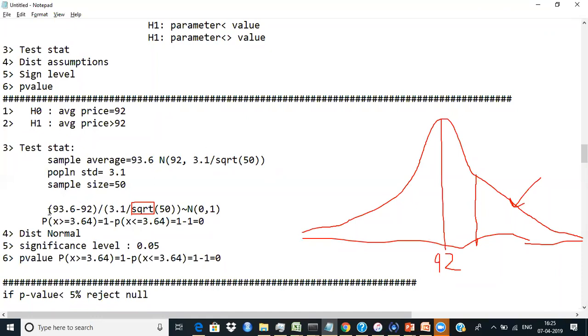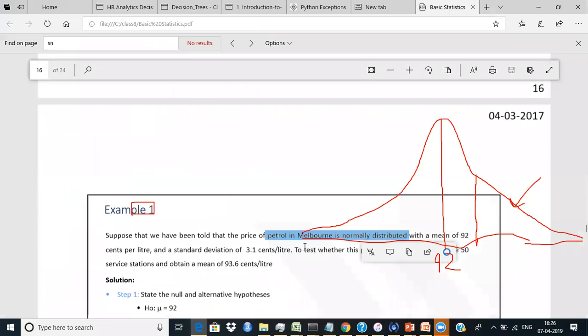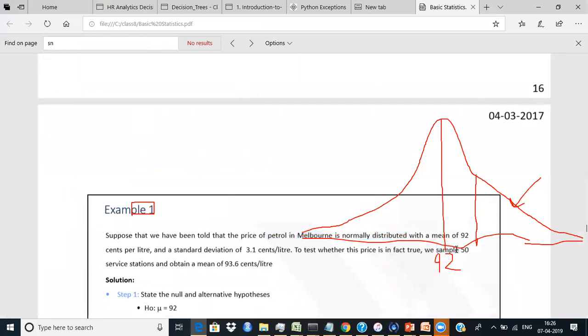So if this is true, then I can write this as well, right? I just subtracted the mean and divided it by the standard deviation, so it becomes standard normal. Sir, where is the sample size of 50 mentioned? In the question it is mentioned: sample of 50.